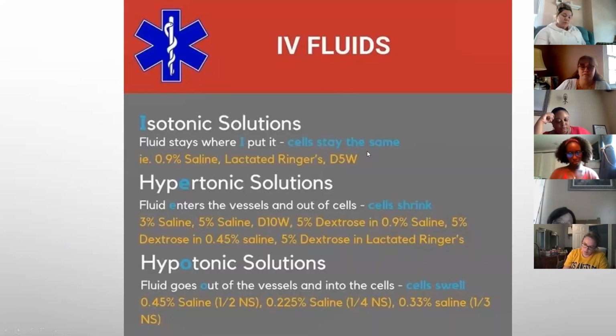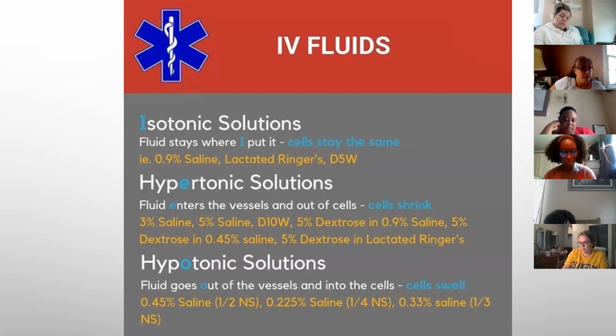All right, here's another little thing on IV solutions. Isotonic fluid stays where I put it. It has the same osmolarity as plasma, so the cells will stay the same. They won't be shifting from intra to extra. They're just going to bulk up. Normal saline, lactated Ringer's, D5W. Isotonic is iso perfect. Fluid stays where I put it. It just adds volume. Does that make sense?